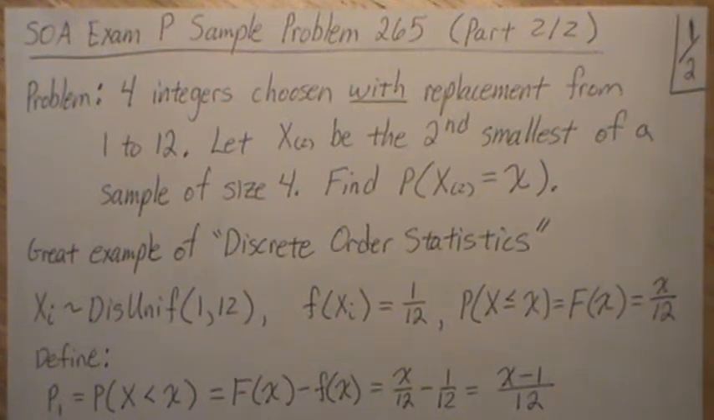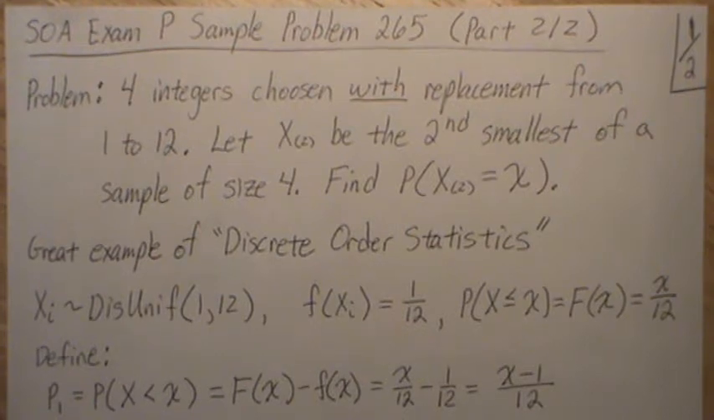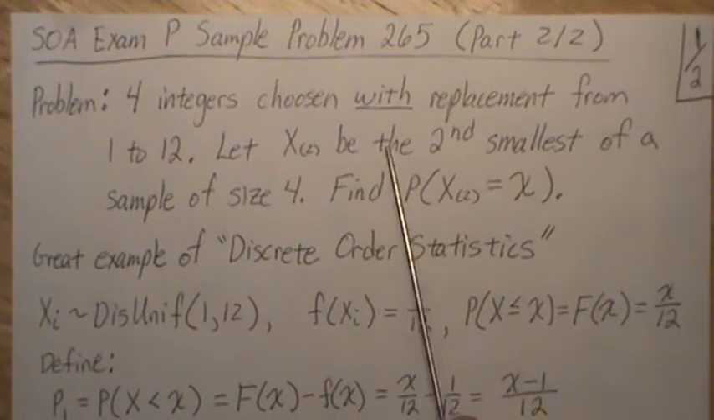Hello, this is part 2 of SOA exam P problem 265, or at least a continuation of that problem. In part 1 we looked at taking a random sample of size 4 from integers 1 to 12 and then trying to find the probability mass function for the second smallest observation. Here we're going to do something very similar, but instead of sampling 4 integers without replacement, we're going to sample 4 integers with replacement.